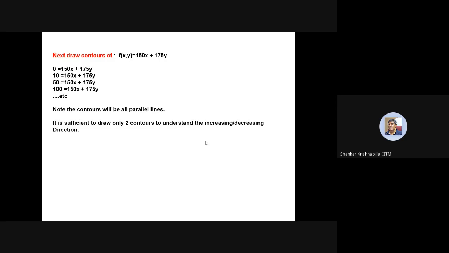Okay, so next you have to draw contours of the objective function. Up to now we only plotted the feasible region. Next, contours of the objective function. This is our objective function. To draw the contours, you have to give various values of f1, f2, f3, etc. That is various slices of the objective function. You can see that all these contours will be parallel lines.